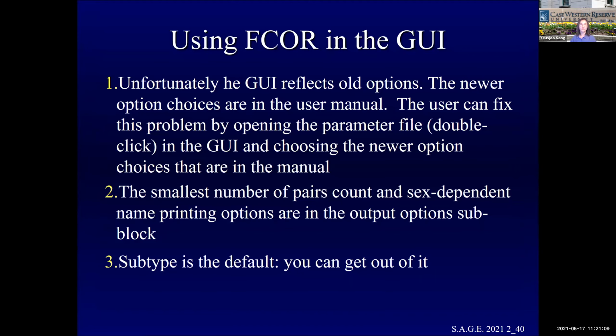But one thing that Dr. Harrison, I will go through this one, I think. Before I actually show you, I think it's better to do this first. Unfortunately, the current GUI for FCore does not reflect all the options, especially in the output option block. Newer option choices are in the user manual. The user can fix this problem by opening the parameter file, which I will show you shortly. And the subtype is the default, and you can get out of it.